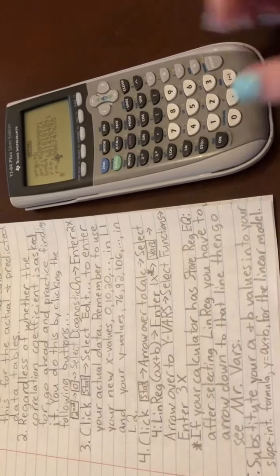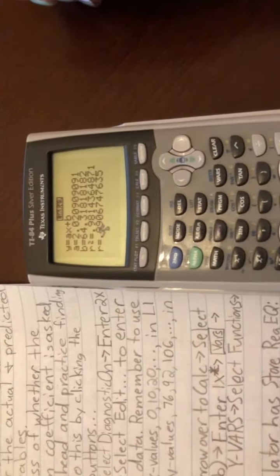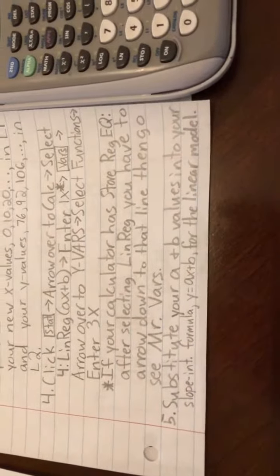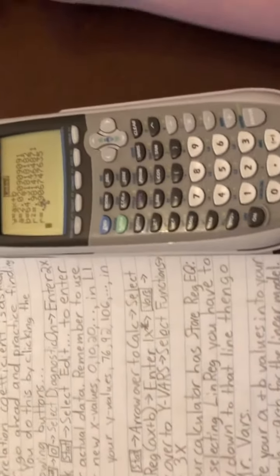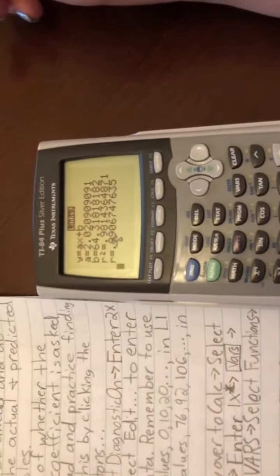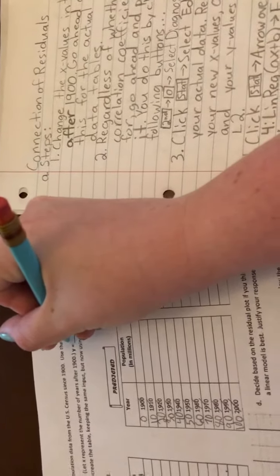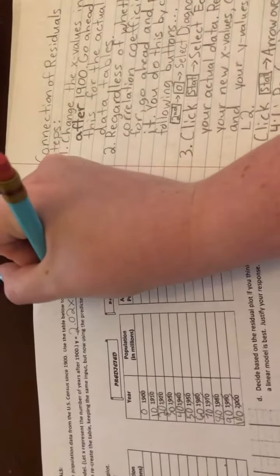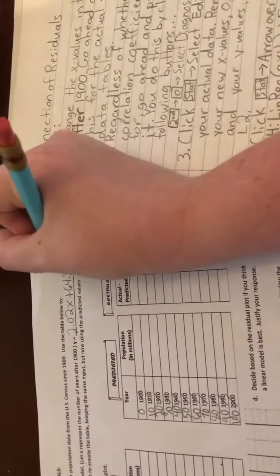So with this, you have your linear model given. The only extra step I put down at the bottom is to substitute your A and your B values into your slope-intercept formula, which was y equals ax plus b. So you're going to copy this down and put it for A. So you should have 2.02x plus 64.32.